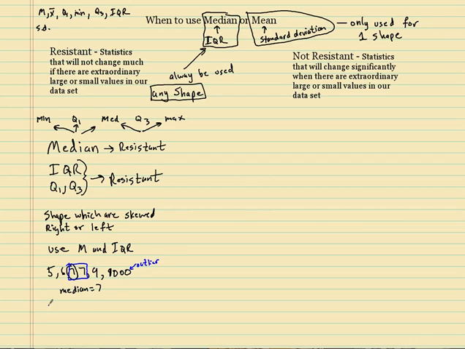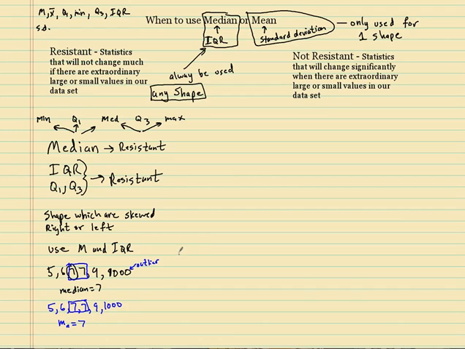So when I put this, my new data set would be 5, 6, 7, 7, 9, and 1,000. So I just had 1,000 here. So now it's going to be the average of these two. So my new median equals 7. As a matter of fact, it didn't even affect it at all.